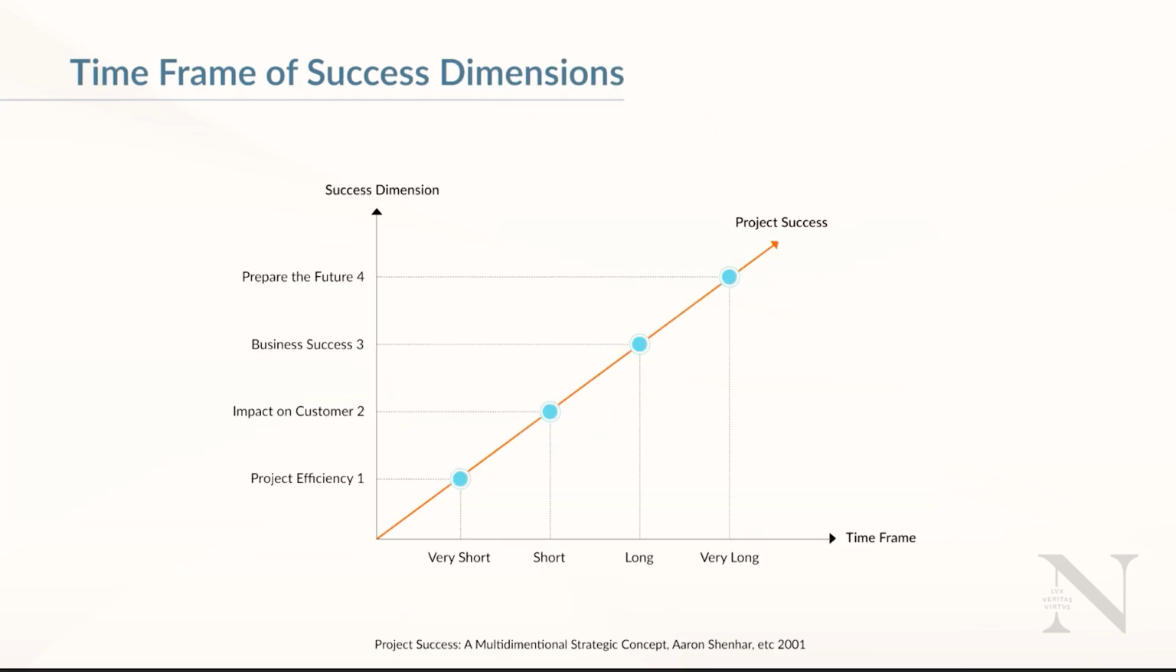Considering the horizontal axis, the immediate goal is efficiency. Customer satisfaction is next. And business and future benefits unfold over a longer horizon. Success must be assessed in the 5 dimensions shown in the first slide, but also evaluated in the time horizon of reference.